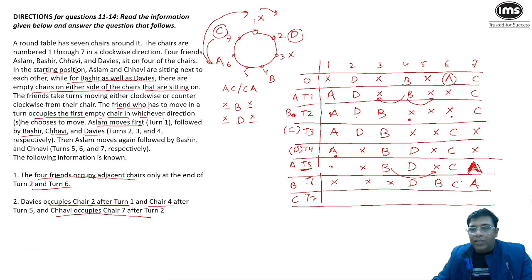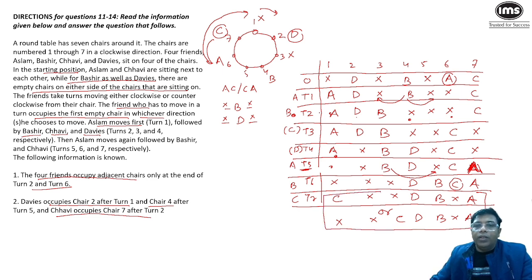Now, in the seventh turn, when C gets to move, C has two possibilities. Either C can move from chair number 6 to 3, that is in anti-clockwise direction, or C can move to chair number 1, that is in clockwise direction. So there are two possibilities after turn 7. Either C comes here, or alternatively C can come here. So I think for turn 1, 2, 3, 4, 5, 6, everything is fixed.